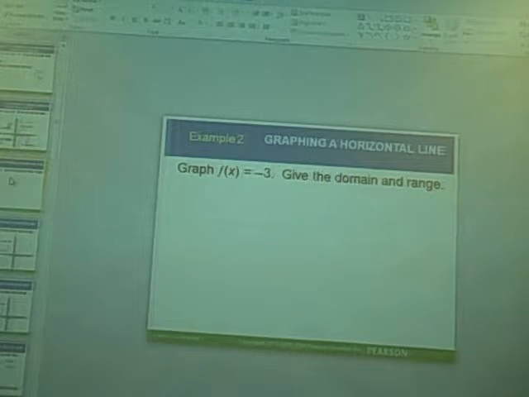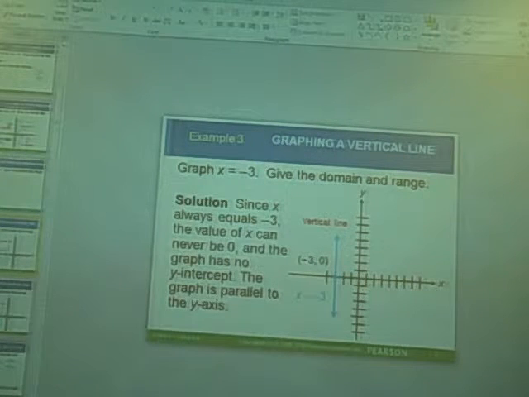Alright, graph f of x equals negative 3. Now again, this is like saying y equals negative 3. Now we did this one already, so we're not going to, it's just a vertical line.